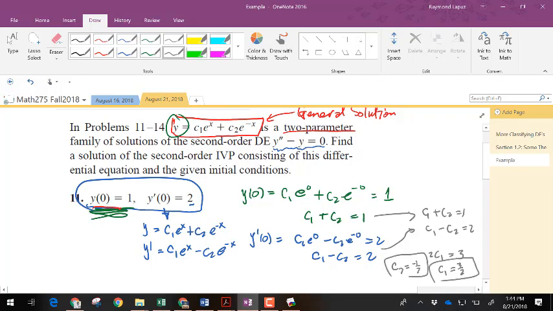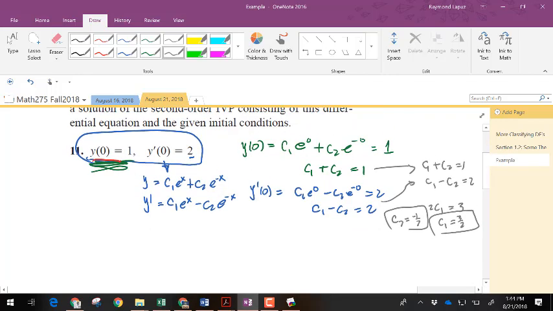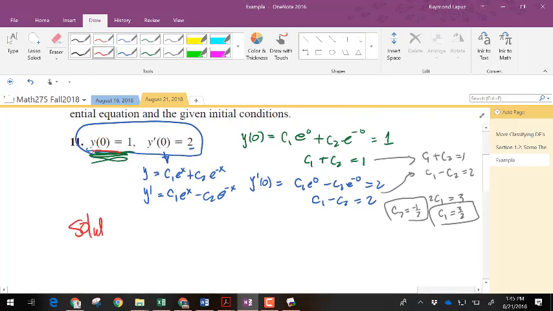So those are my solutions. And in the end, I would say find a solution to the second order IVP, initial value problem, consisting of this differential equation and the given initial conditions. So my solution then is going to be y is equal to, instead of putting C1, I found C1, that's 3 halves e to the x plus, instead of C2, I found C2, that's negative a half e to the x. So that's my solution.